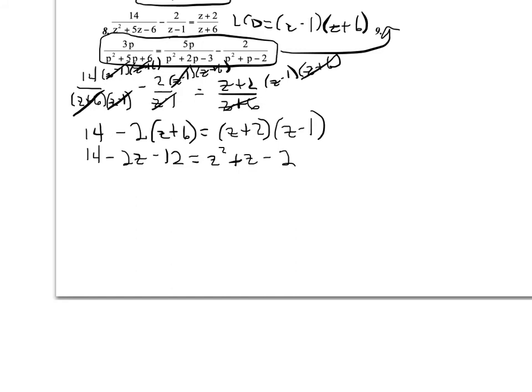I do have some like terms on the left. The 14 minus 12 will give me 2. So 2 minus 2z is equal to z squared plus z minus 2. Now, I have a z squared on the right. That means this is quadratic. It's already positive. Let's move everything else to the right.